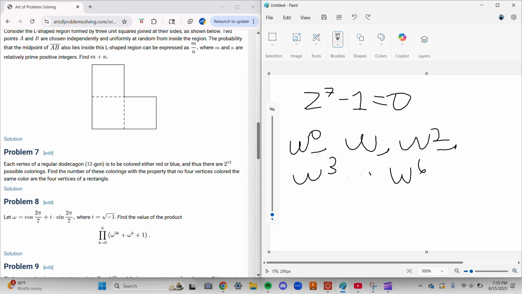And in nature, these 7th roots of unity are cyclic. So that means w to the 7 will be w to the 0, w to the 8 will be w, w to the 9 will be w squared, and you can even prove this yourself. If you want, let's say w to the 9, why is w to the 9 equal to w squared?